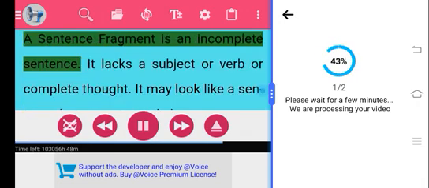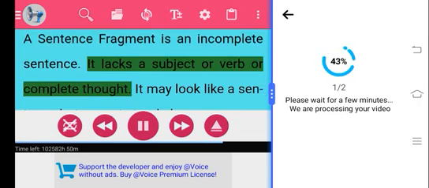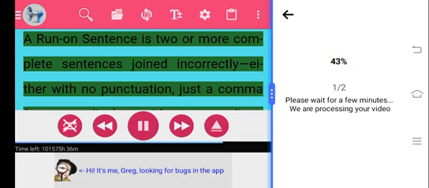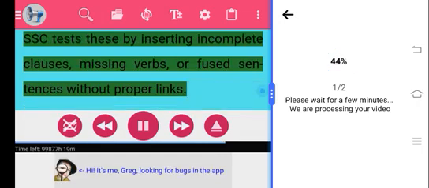Let's first define these. A sentence fragment is an incomplete sentence. It lacks a subject or verb or complete thought. It may look like a sentence but cannot stand alone. A run-on sentence is two or more complete sentences joined incorrectly, either with no punctuation, just a comma splice, or without a coordinating conjunction. SSC tests these by inserting incomplete clauses, missing verbs, or fused sentences without proper links.